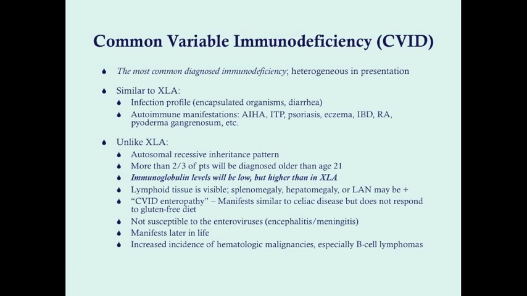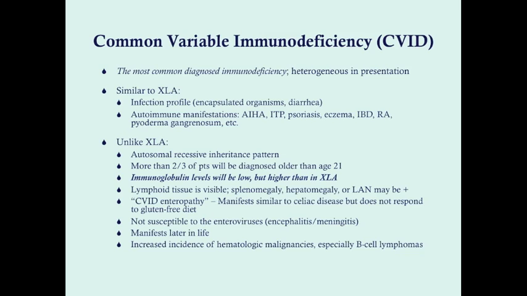There are some things it has in common with XLA. First of all, it's got a common infection profile. Encapsulated organisms, pyogenic organisms, causes diarrhea. And then also that there are autoimmune manifestations that occur. So autoimmune hemolytic anemia, ITP, psoriasis, eczema, IBD, rheumatoid arthritis, pyoderma gangrenosum, and so forth. So after that, it's pretty much not similar to XLA.